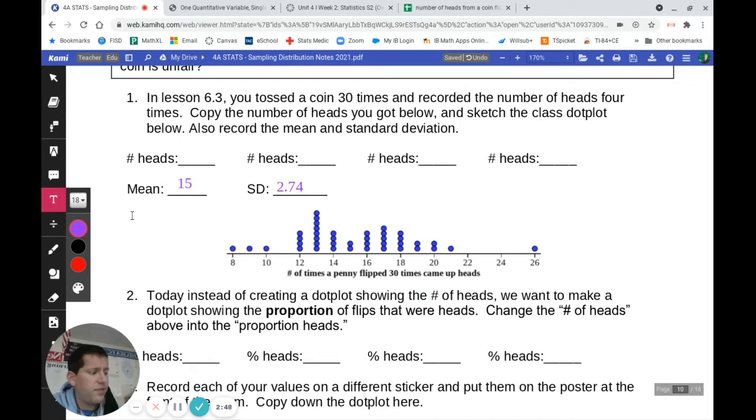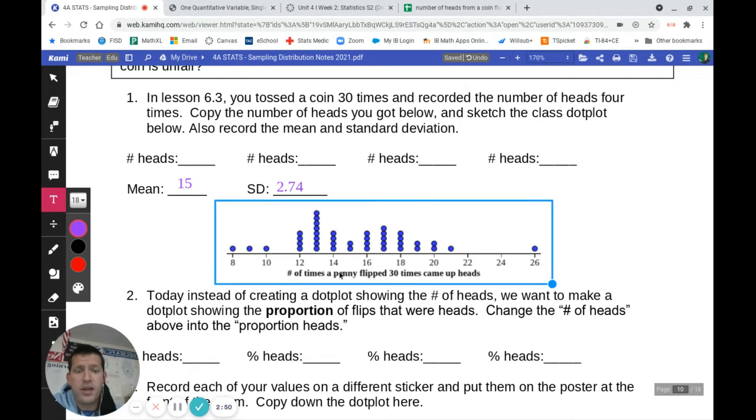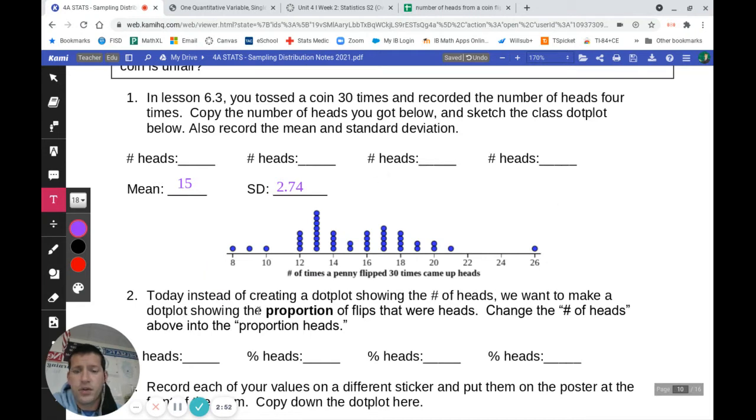So today, instead of creating this dot plot with number of heads, we want to create a dot plot showing the proportion. That's our new thing today: we're changing from number of heads, our count, to simply a proportion of the flips that were heads. So we're going to change the number of heads above into proportion of heads.